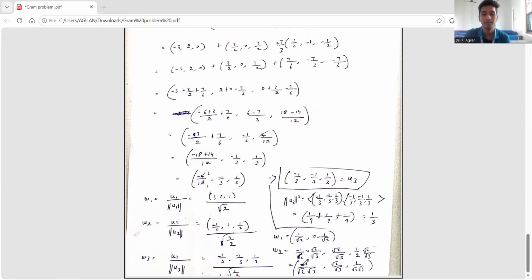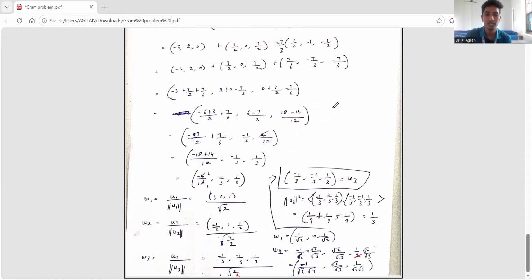So multiply this term, minus 1 by square root of 2 divided by root 3, square root of 2 divided by root 3, 1 by square root of 2. This is nothing but root 2, root 2, right? We can write, so 1 root 2 is cancelled by 1 root 2. The balance is 1 by square root of 2 into square root of 3. Similarly, we can find W3 also.